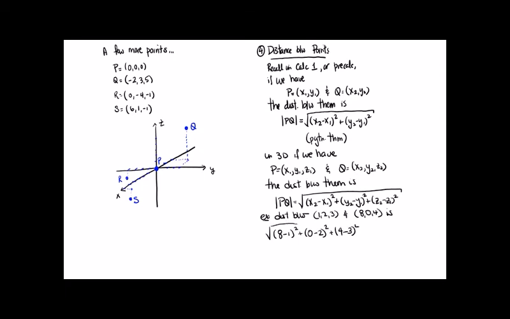And not a big proponent of simplification, so don't obsess too much about this. But in any case, this is 7 squared is 49. This is negative 2 squared is 4. This is 1 squared is 1. This is the square root of 54. So nice and easy distance between points.